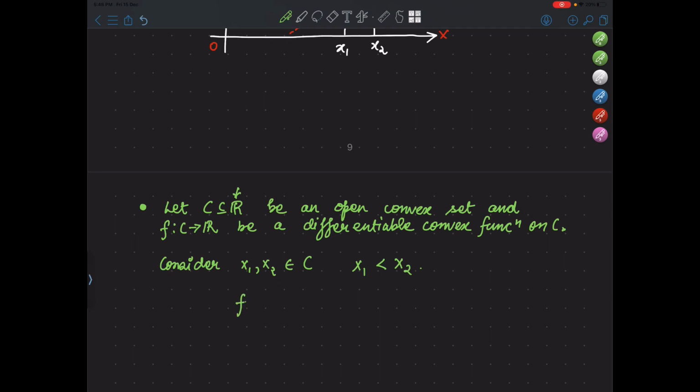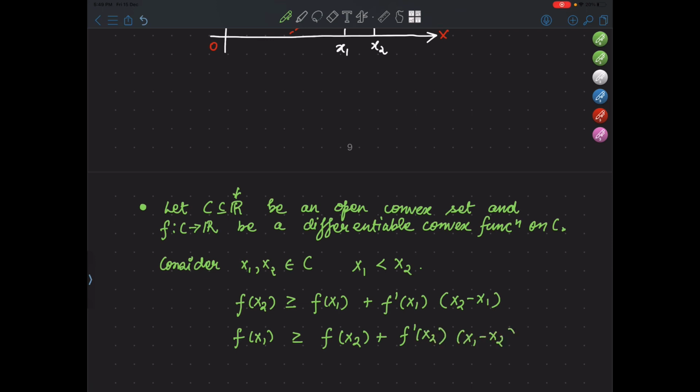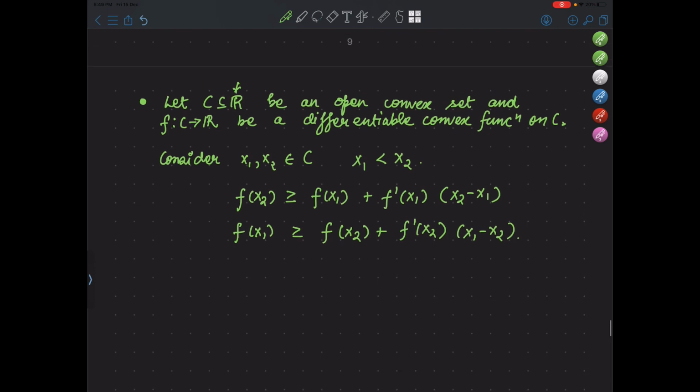The result of this theorem is that f(x2) is greater than or equal to f(x1) plus f'(x1)(x2 minus x1). We can also write f(x1) is greater than or equal to f(x2) plus f'(x2)(x1 minus x2). You can also write this, which means f'(x2) into (x2 minus x1). So remember, this is a positive quantity.